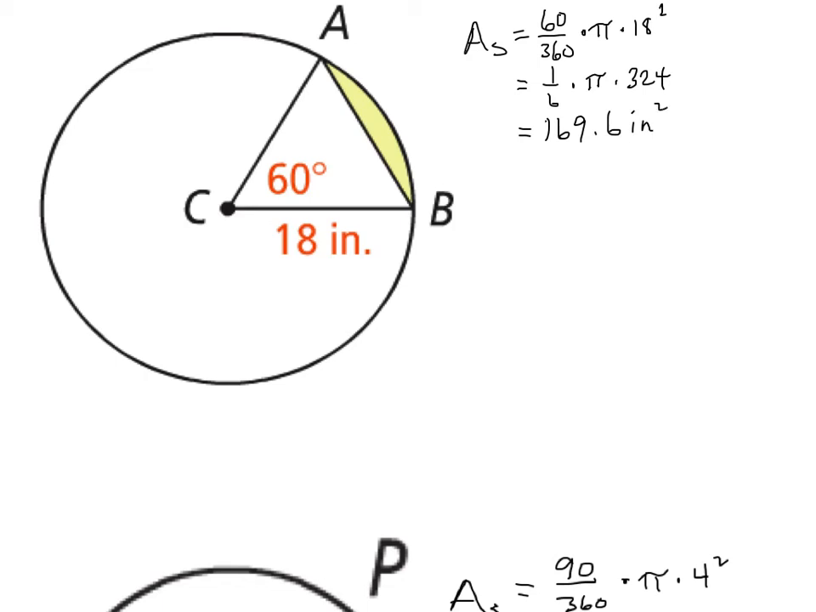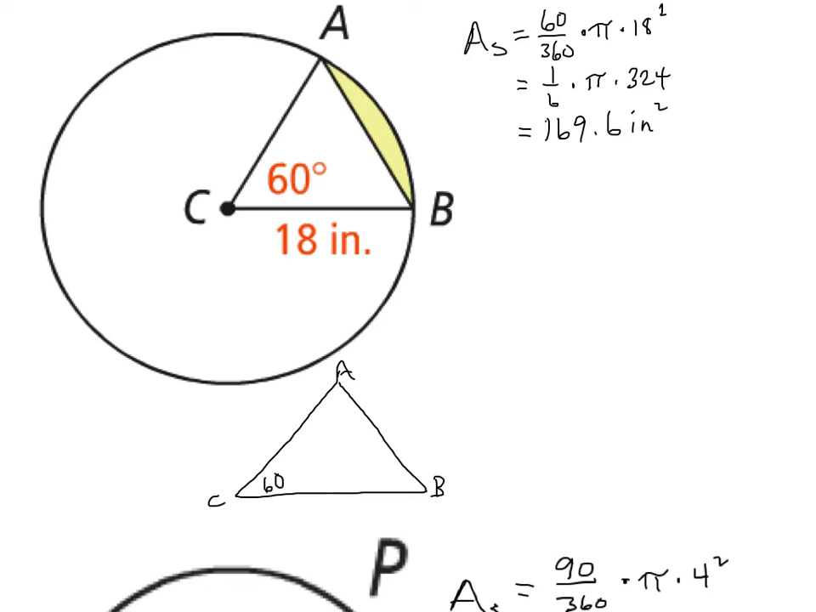Okay, so we found the area of the sector. Again, remember, that's the area of A to C to B and around. That's the area of the whole piece. Now, I'm going to try and figure out the triangle. You'll notice the triangle has 60 degrees on it. This would be C, this would be A, this would be B.